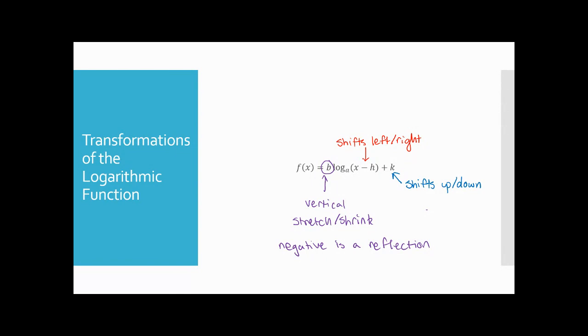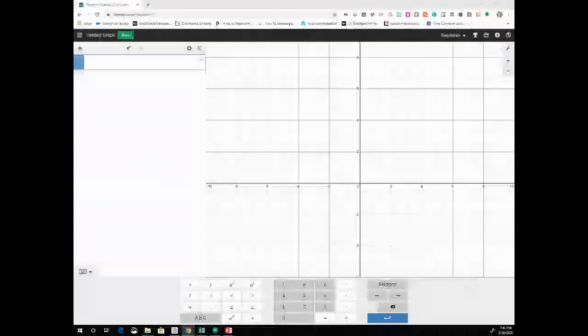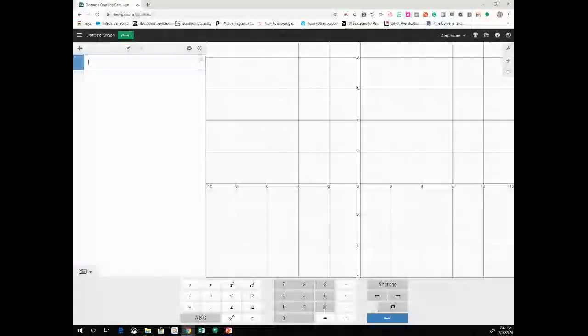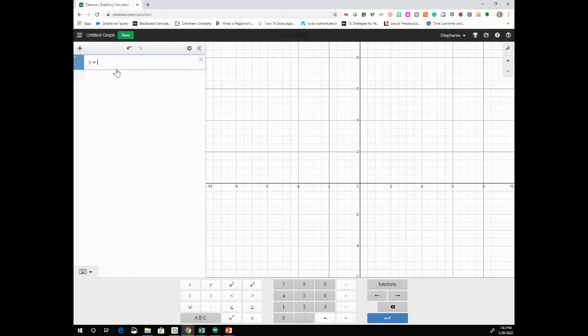So these are the same exact transformations, same exact rules that we've been looking at for any kind of function. The function looks different, but what these numbers do to it is the same thing over and over again. So I'm going to bring up Desmos so I can just demonstrate these for you. Let's just use a regular log graph of x. I said it always goes through 1, 0, so you can see that right here.